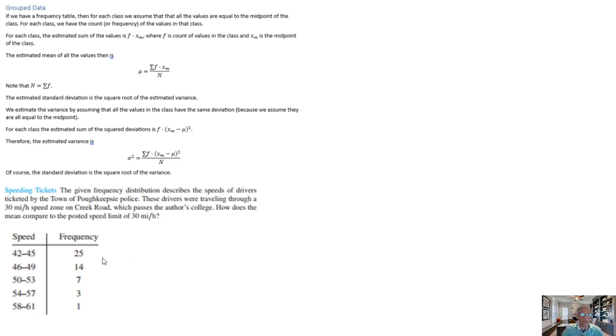So I can record those products here. If you notice, I have f times xm. So here it will be 25 times, and xm here is 43.5, here it's 47.5, and so on. So I get those products. And of course, if I add them all up, I get the sum of all the values in my data set, an estimation of it. And then I simply divide by how many I have.